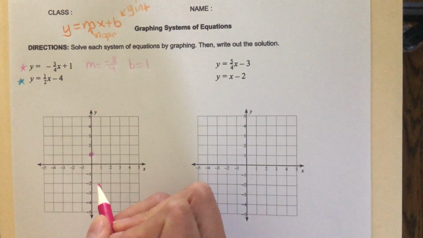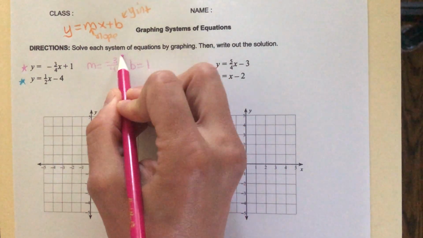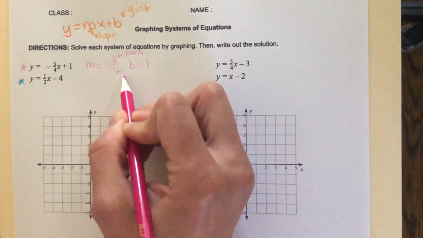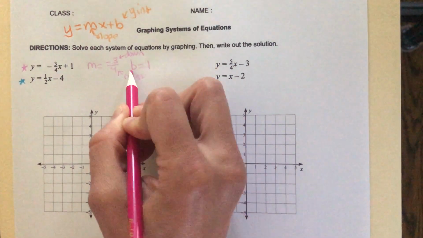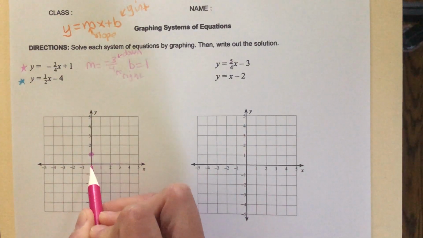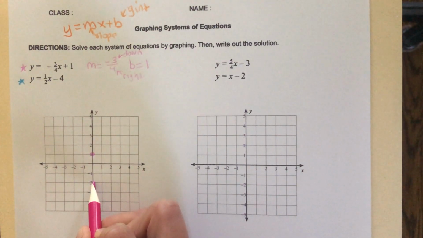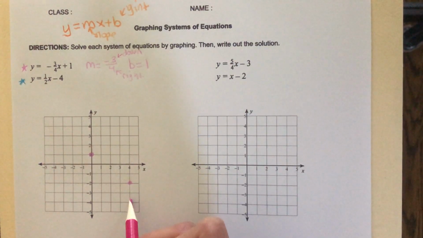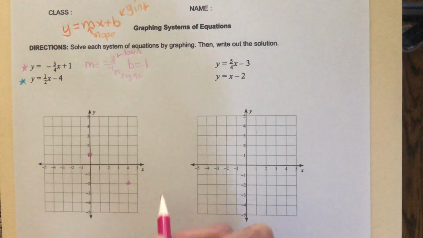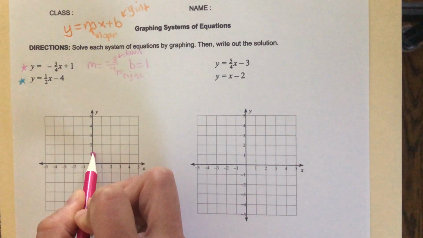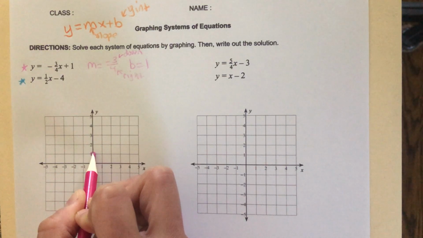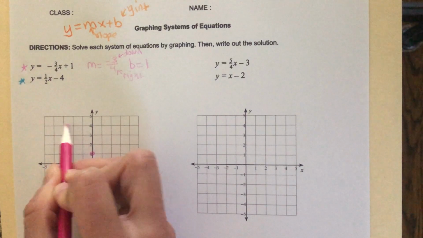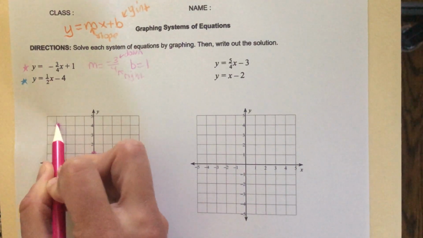And then I'm going to follow my slope. -3/4 means that we are going down 3 units, since that's our rise, and over to the right 4 units, since that's our run. So we're going to count down 3, 1, 2, 3, and over to the right 4, 1, 2, 3, 4. I'm going to keep following that pattern, but I've run out of room. So I'm going to go back to my y-intercept and go in the opposite direction. Instead of going down 3, I'll go up 3, 1, 2, 3, and this time to the left 4, 1, 2, 3, 4.